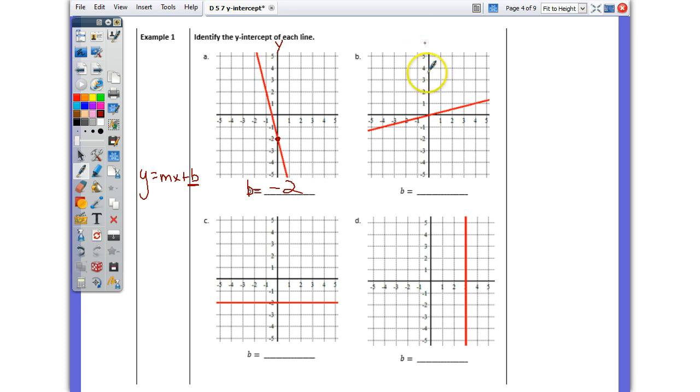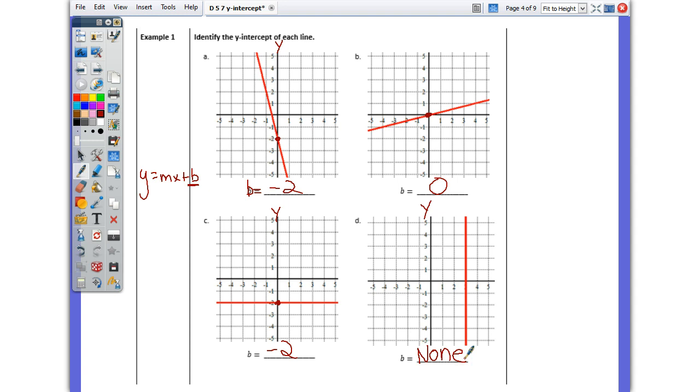How about on b? Where's my y-intercept? 0. Pretty simple, right? How about C? What's my y-intercept? Negative 2. D. Where's my y-intercept? There's no y-intercept. There isn't one. It doesn't cross the y, does it? So do I say 0? No, because that means it would go through the 0. It would be this one. Or where'd that one go? Up here. None. You have to write the word none.